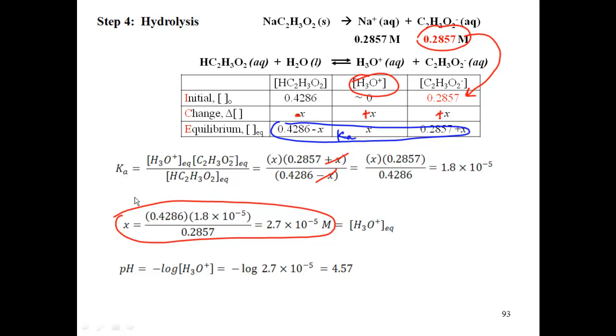Now, since we were before the equivalence point, we expected that the pH would be less than 7, and it is. We have a pH of 4.57. As we said, all the calculations up to the equivalence point are going to be a buffer system when you're dealing with a weak and a strong species.